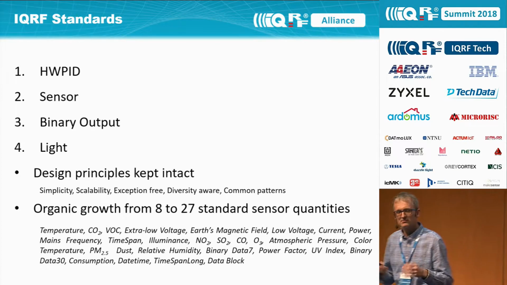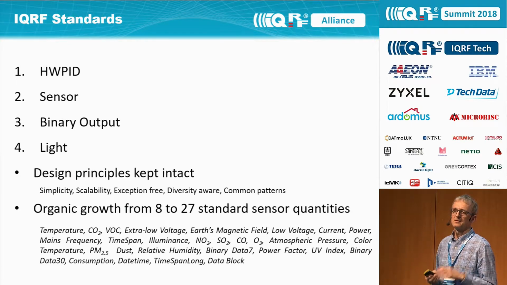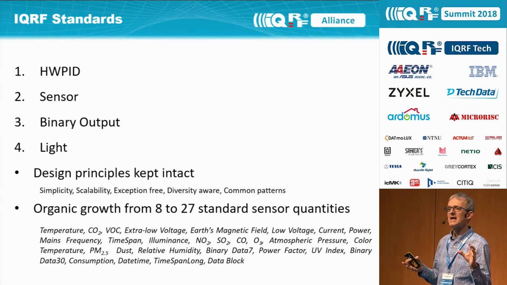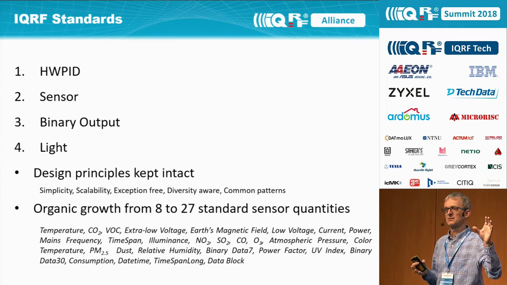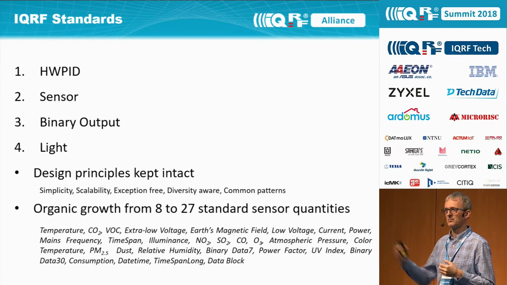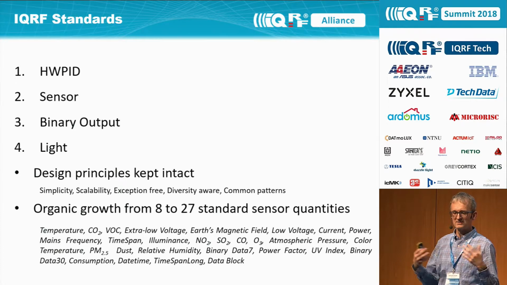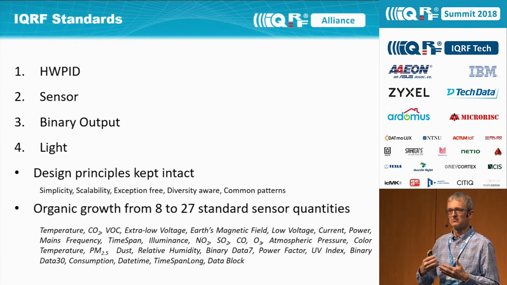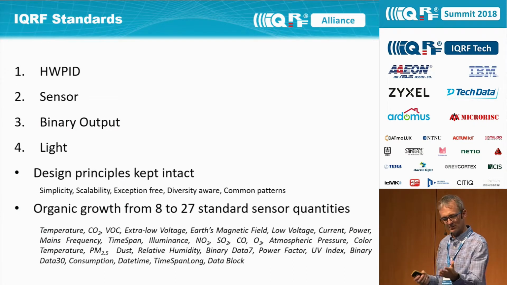To demonstrate that is the fact that the list of the standards is the same as last year, okay? The commands are the same, yeah? We change just the small things. But what happened in the past 10 months is that the number, for instance, of standard quantities grew, I'd say, organically, so by some need, from 8 to 27, okay?